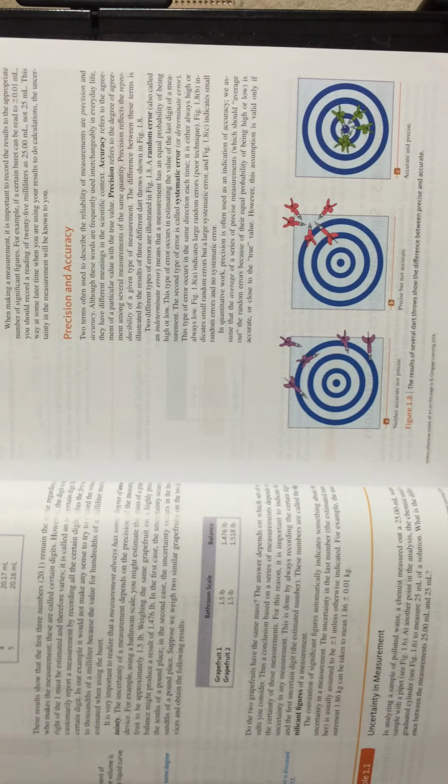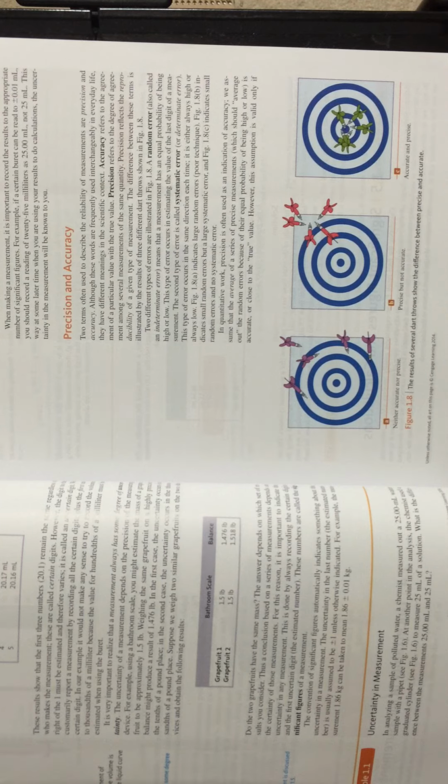These are called certain digits. However, the digit to the right of the one must be estimated and therefore varies. It is called an uncertain digit. We customarily report a measurement by recording all the certain digits plus the first uncertain digit. In our example, it would not make any sense to try to record the volume in thousandths of a milliliter because the value for hundredths of a milliliter must be estimated using the burette.